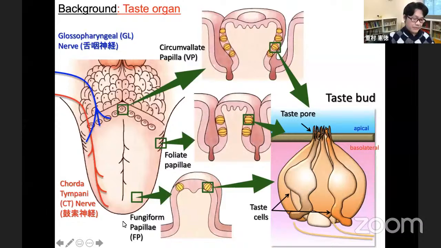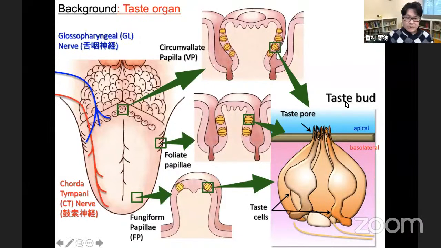In the anterior part of the tongue, fungiform papillae. In the posterior part of the tongue, circumvallate papillae. And in the middle side part of the tongue, foliate papillae are located.